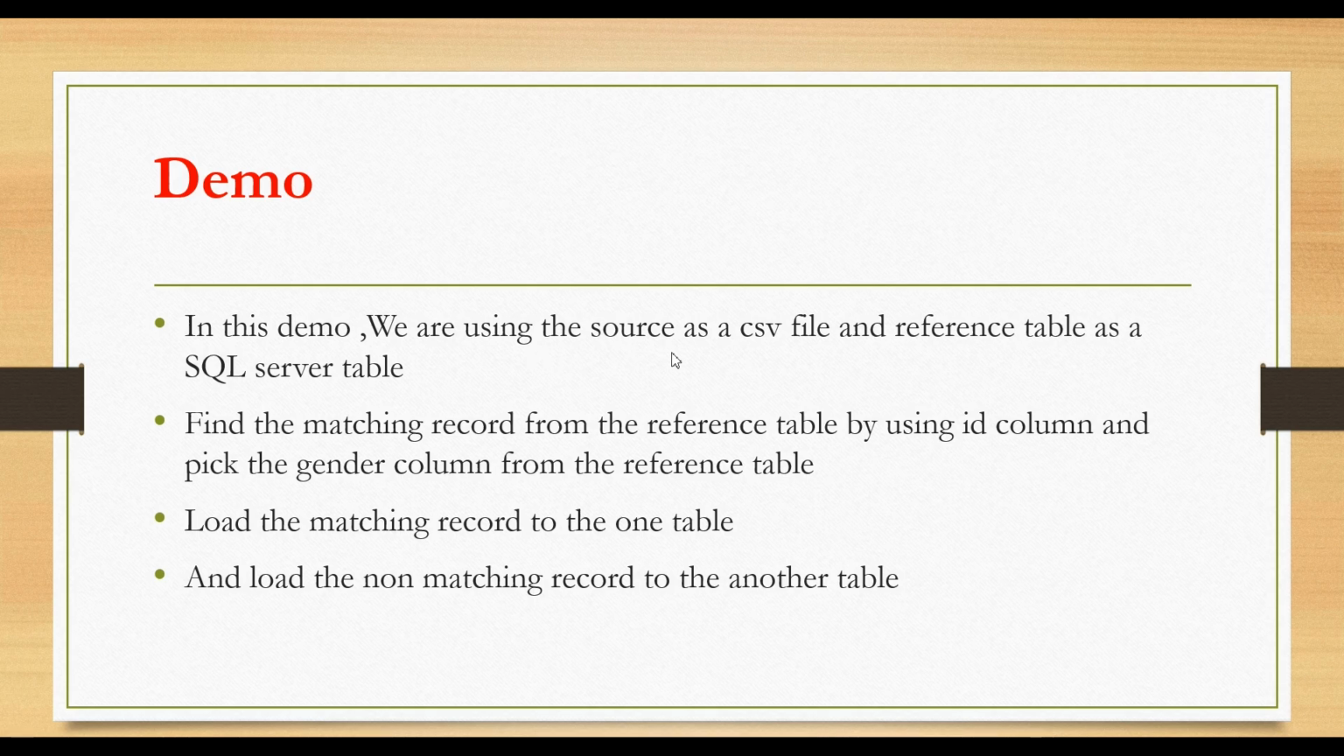In this demo, we are going to use the source as a CSV file and the reference table as a SQL Server table. Then we will be finding the matching records from the reference table by using the column ID, and then pick the gender column from the reference table. Then finally, we will be loading the matching records and non-matching records to new tables. Okay, this is the demo.